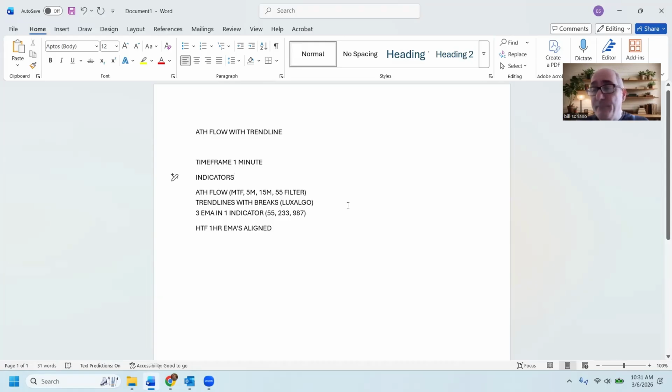I use this 3 EMA in 1 because a lot of you may have free accounts, and I think you get up to 5 indicators. So if you have to add the EMA indicator 3 separate times to get those 3 moving averages, that kind of uses up all the indicators you're allowed. That's why I found this 3 in 1 indicator, where with just 1 indicator you get all 3 EMAs. And then I use a higher time frame alignment.